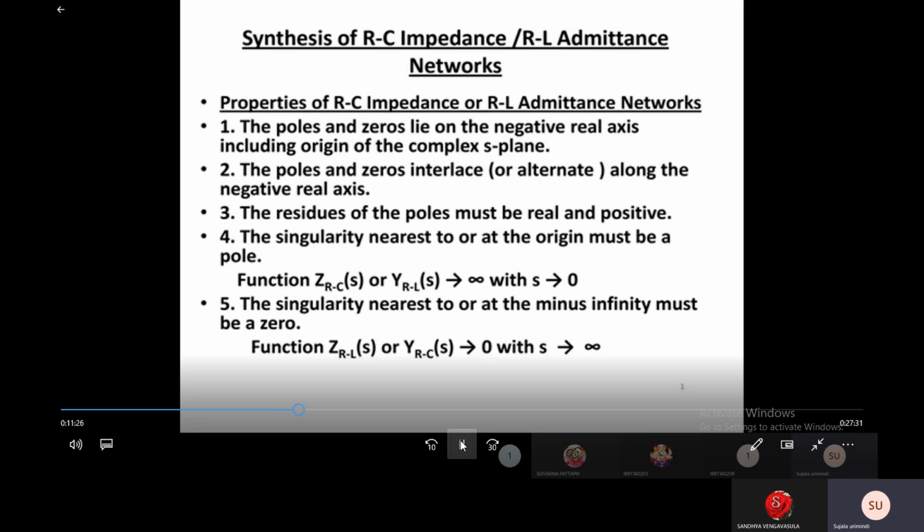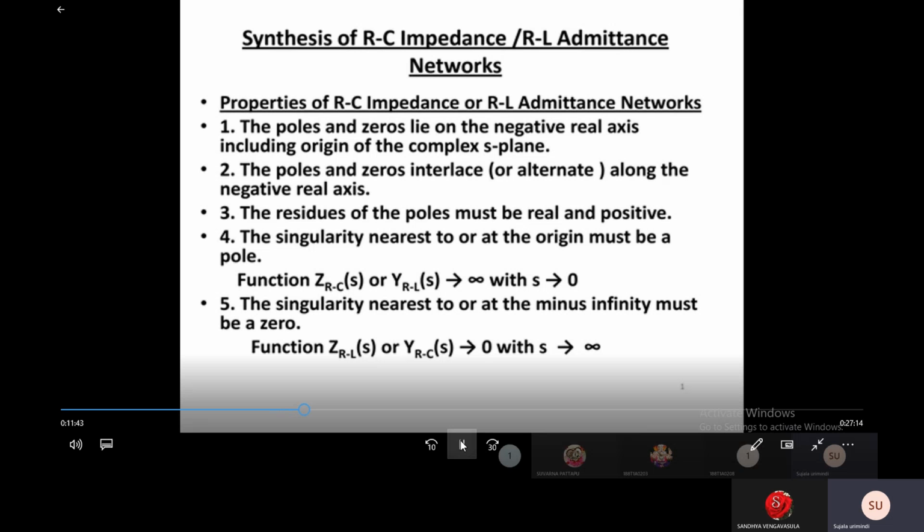There is only one change. The singularity nearest to the origin, at the origin, must be a pole. When it must be a pole, then it is RC impedance. When it must be a zero, then it will be RL impedance.